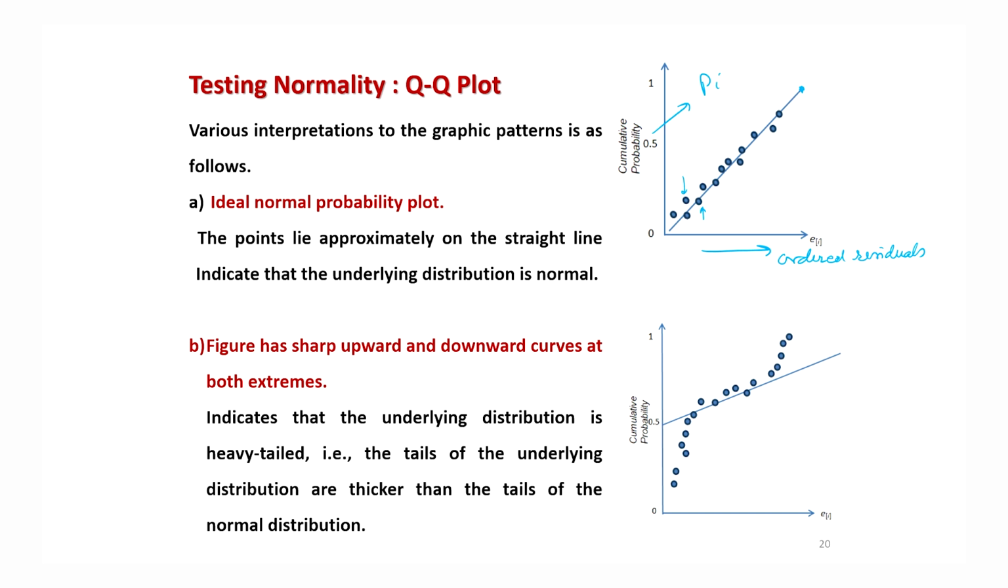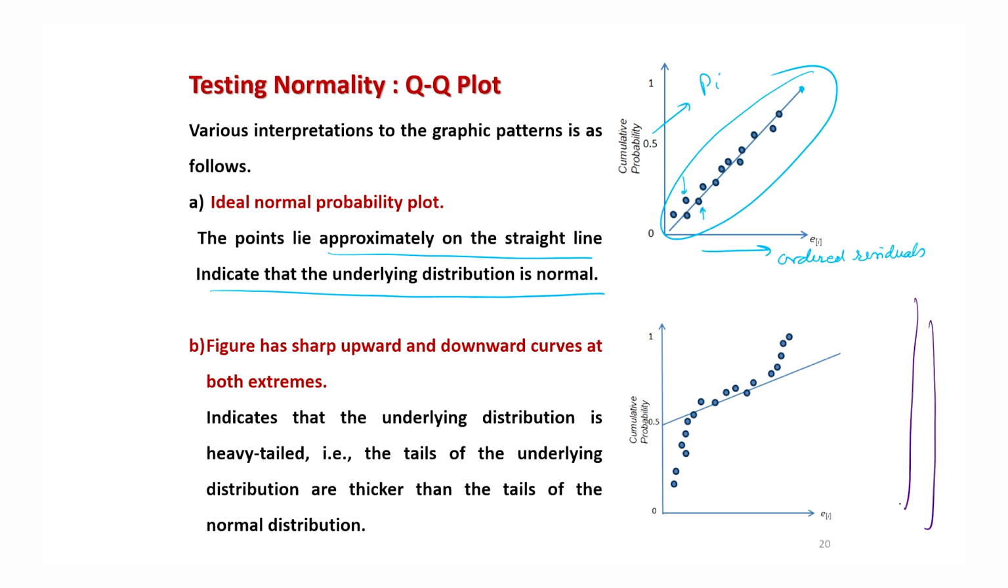If you see that all these points are lying approximately on the straight line, like in this case, then you can say that the underlying distribution, that is the population from where the sample is obtained, is normal. Normal means approximately normal. Ideally, all the points should lie exactly on the line. Then if you see this type of curve, there is a sharp upward and downward curve at both extremes. You can see here it goes sharply, then becomes low, and then again at the end it is a sharp trend.